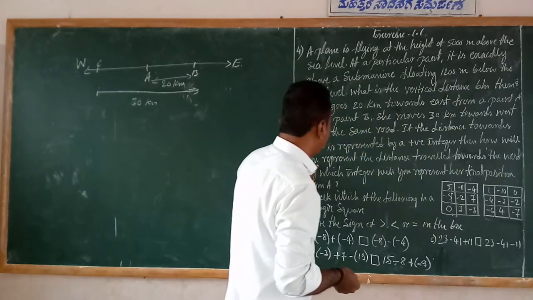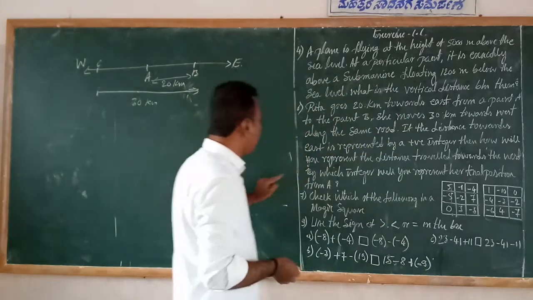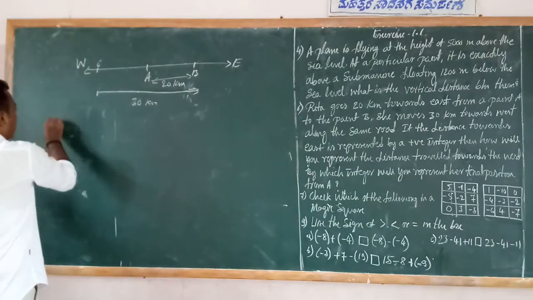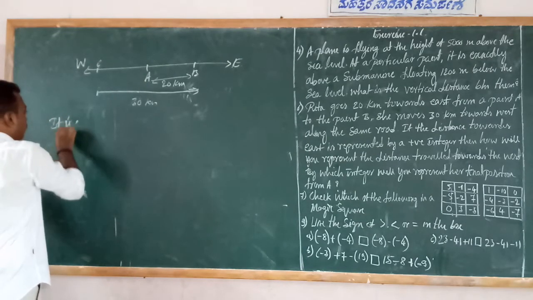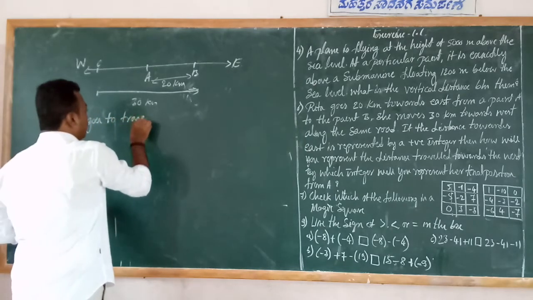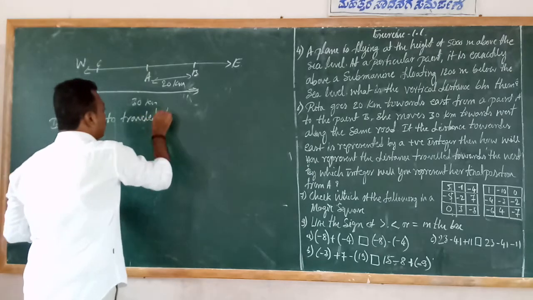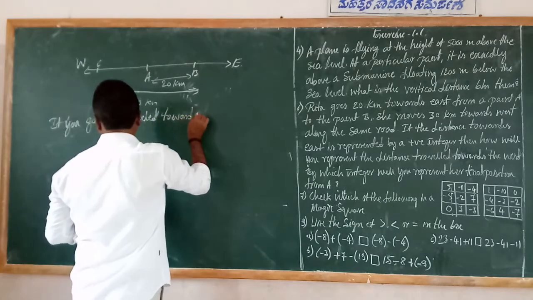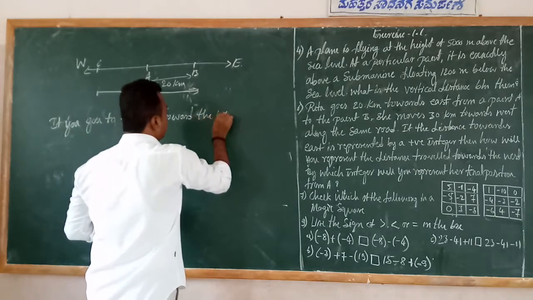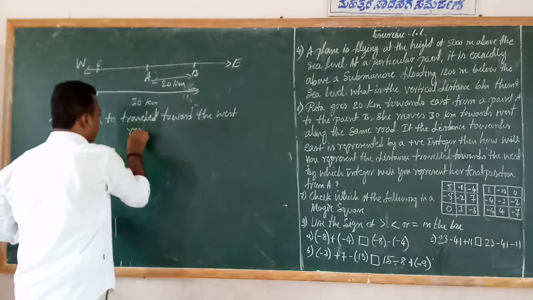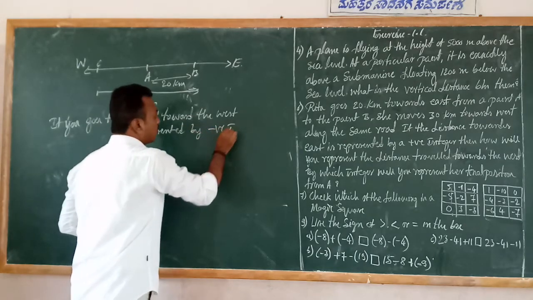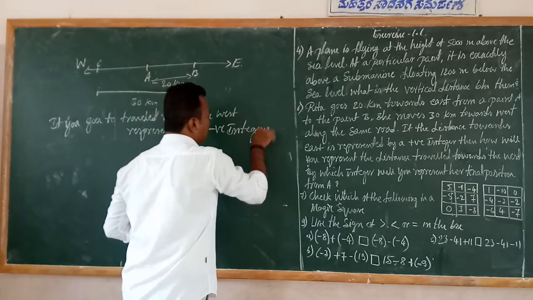So if you represent the distance traveled towards the west, if you travel towards the west, it is represented by negative integers. Okay, the question is over.